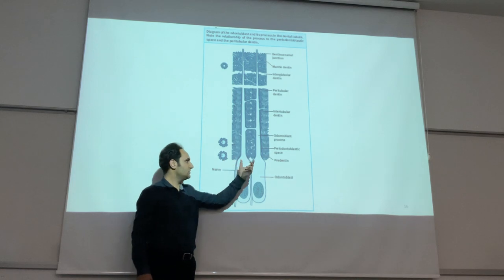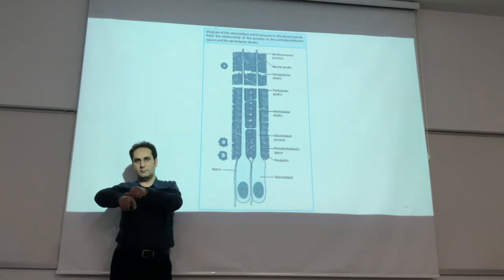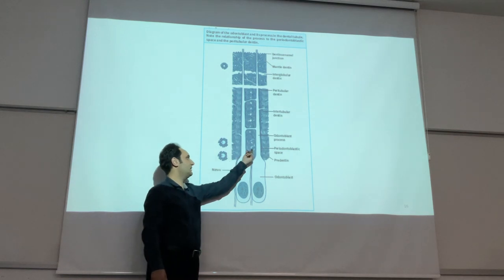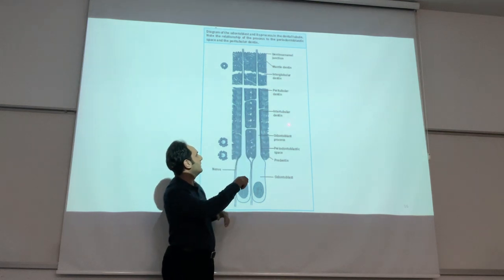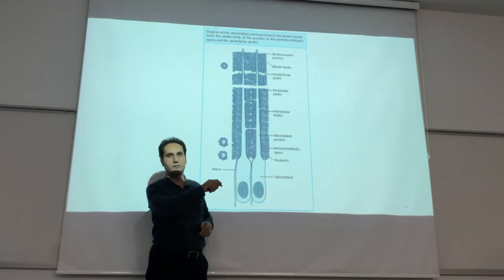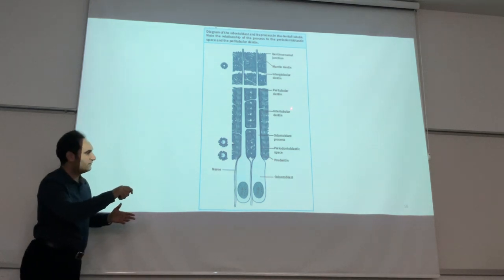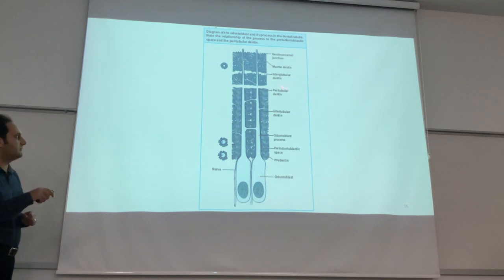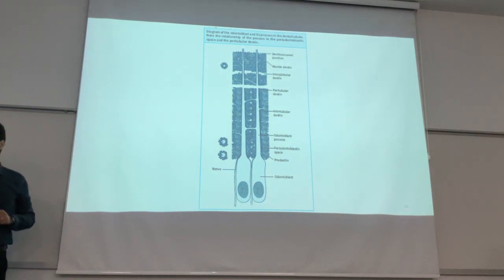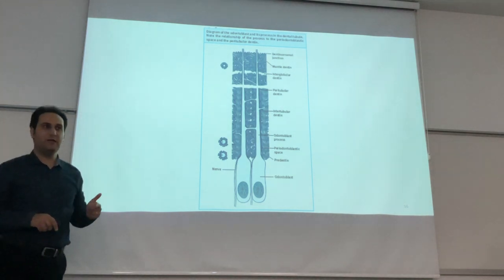In the outer side of the peritubular dentin, we have these thick areas. These areas are our intertubular dentin. Here you can see intertubular dentin. In the main part here, we have two types of dentin. The first type is peritubular dentin, present only here around the odontoblastic process. And between the peritubular dentin, we have intertubular dentin.